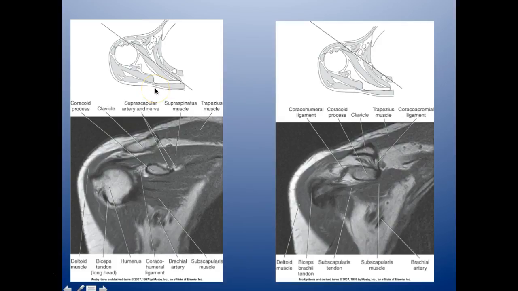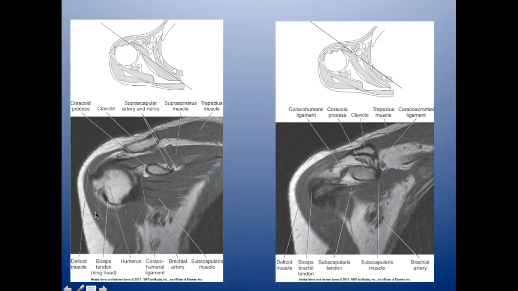So looking here, this is coronal, this is more anterior. So we have the coracoid process with your clavicle. The supraspinatus muscle comes right through here. Here's your trapezius. This is your subscapularis muscle. And this is your coracohumeral ligament. So you can see the coracoid and the humerus. So that's the coracohumeral. We have the biceps tendon and your deltoid.